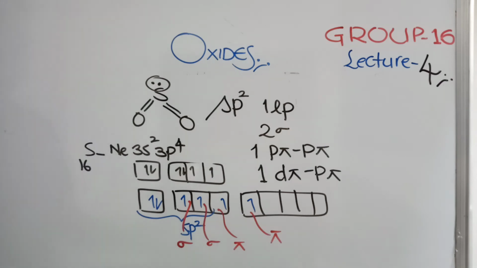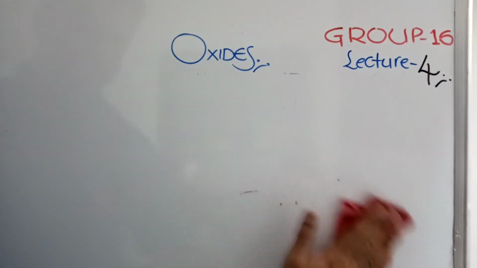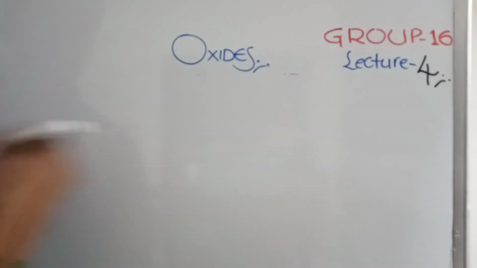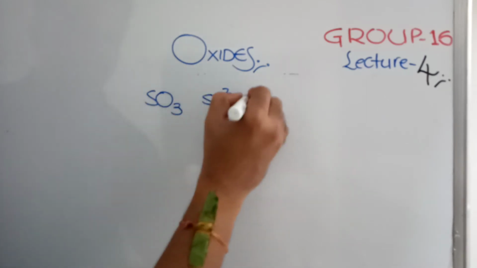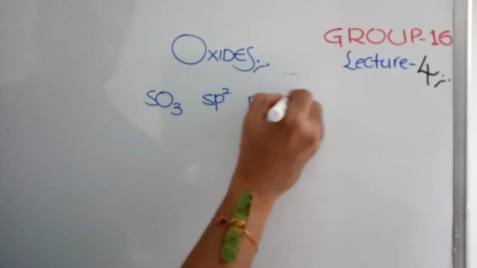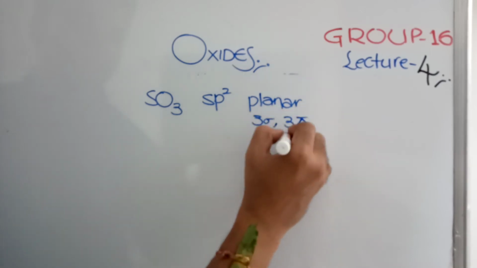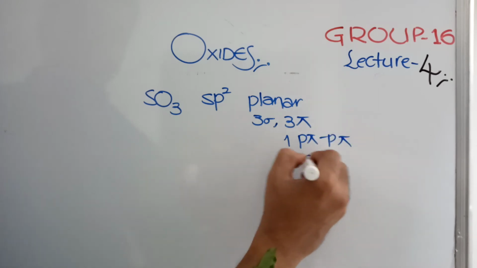One very special case about SO2, sulfur dioxide. If it is sulfur trioxide, then what happens? And what are other special cases? What happens in the remaining? That we'll see one by one. Sulfur trioxide, SO3: sp2 hybridization, planar triangle, 3 sigma bonds and 3 pi bonds. Of these pi bonds, one is p pi p pi, the remaining 2 are d pi p pi.